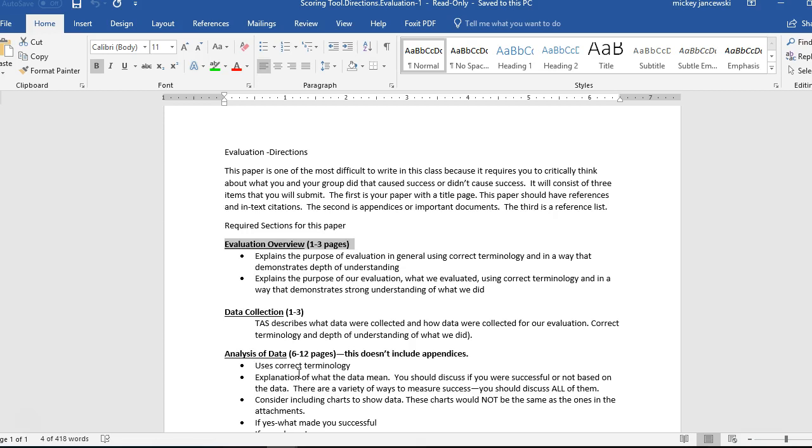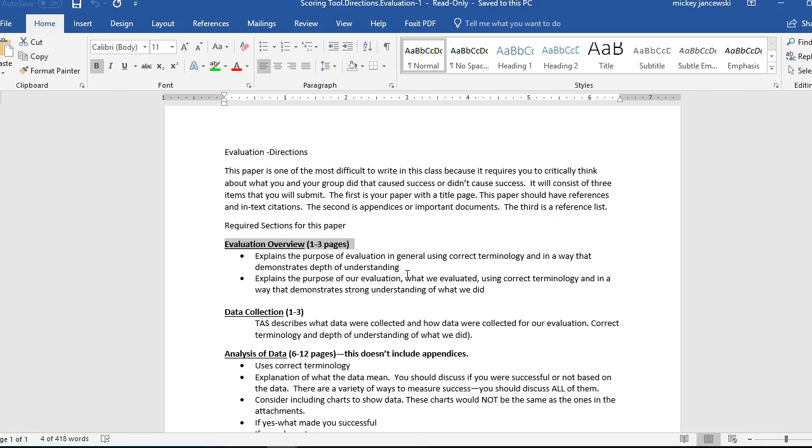1 is relatively short, 3 is relatively long. You could easily do this in 1.5 pages. So just keep that in mind. The first part of this section, you're going to explain the purpose of evaluation in general, using correct terminology in a way that demonstrates your depth of understanding.